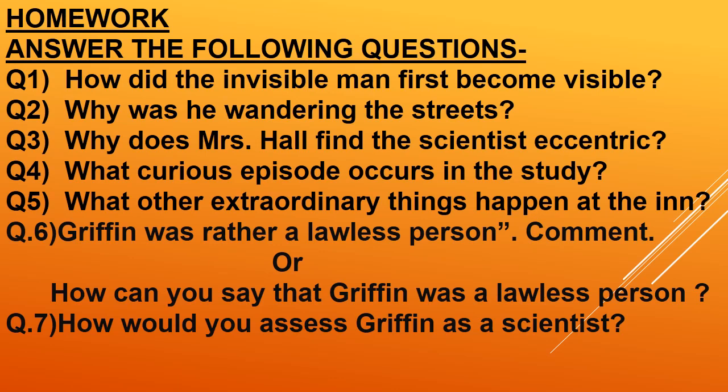Question number 1. How did the invisible man first become visible? Question number 2. Why was he wandering the streets? He means Griffin. Question number 3. Why does Mrs. Hall find the scientist eccentric? Question number 4. What curious episode occurs in the study? Next is, what other extraordinary things happen at the inn?